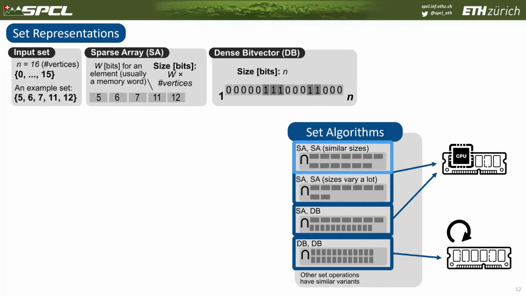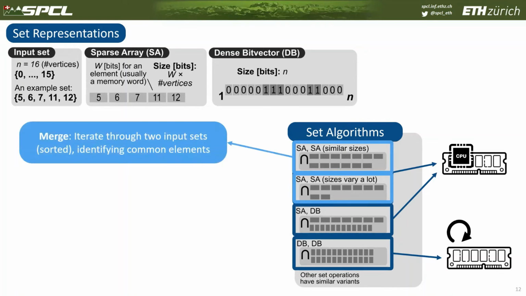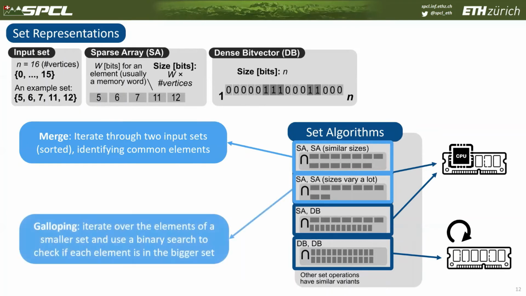But we can go even towards more fine-grained decisions. So, for example, depending on the sizes of these sparse arrays that we are going to intersect, we can execute these different variants of the specific set algorithm for intersection. So, on one hand, if we are intersecting 2 similar-sized sparse arrays, we prefer the merge intersection, where we simply iterate through 2 input sets which are sorted, and we identify common elements as we go. And the complexity of this is going to be n plus m, where n and m are the sizes of the input sets.